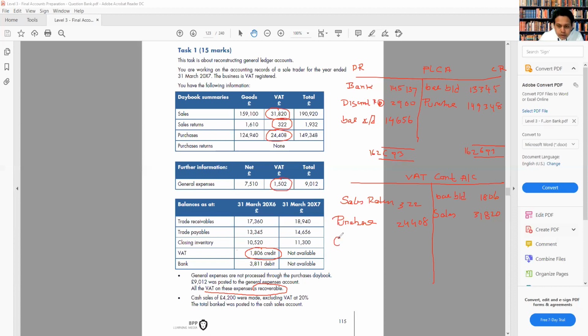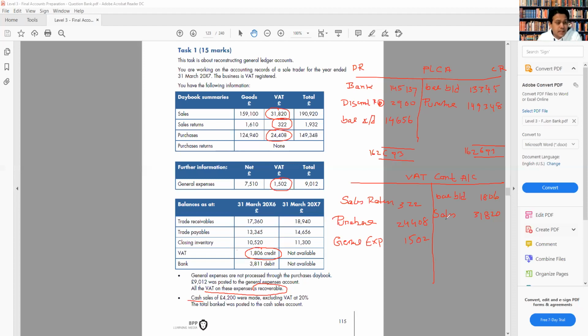So I said general expense 1502. Then we have to see what else we have. The next one we have the cash sale. The cash sale, they say the VAT is excluded. 4,200, 20% VAT is excluded. So can we find the figure for that? How much is the VAT on the cash sale?